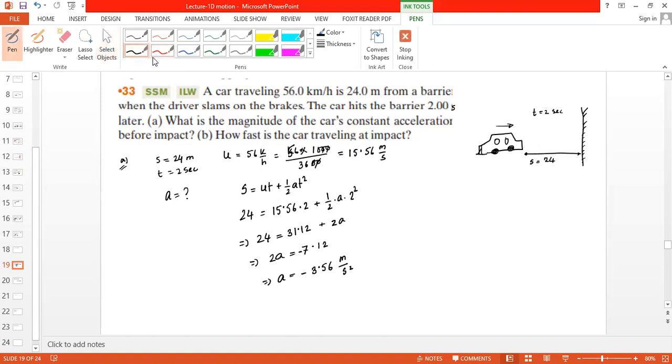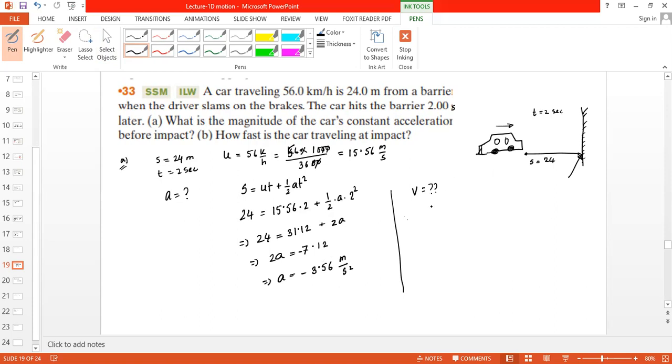How fast is the car traveling at the impact? That means it is asking for the velocity here. You see here, a point of velocity, the velocity at this point. So final velocity equal to what? So that means the velocity after traveling 24 meter, if my acceleration is this thing.